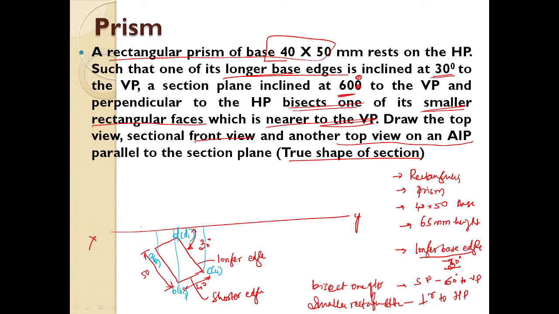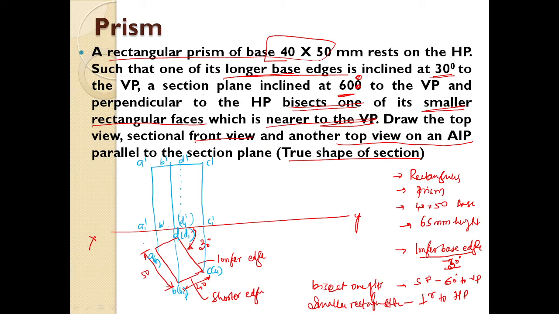Okay. Now this one is what? A1 dash. This one is B1 dash. This one is C1 dash. This one is D1 dash. Okay. Now from these points you just draw one line at a height of how much? 65 mm. Now this is what? A dash, B dash, C dash, D dash. Right? Okay.